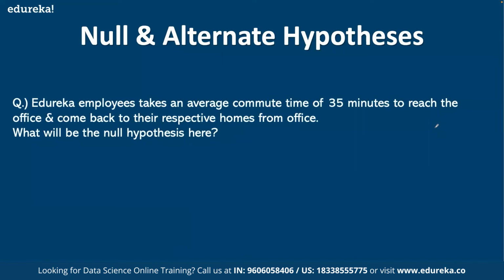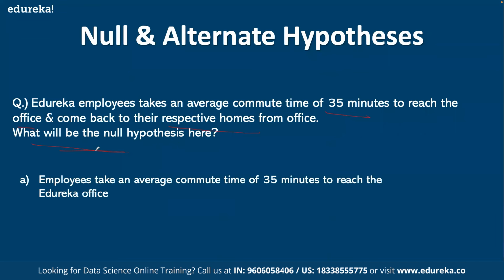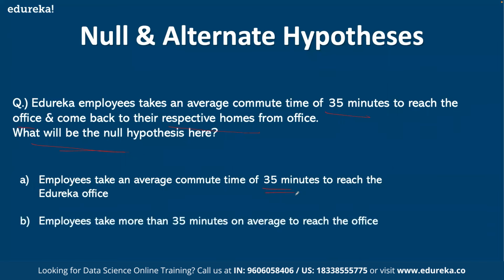So here we've got a question that says Edureka employees take an average commute time of 35 minutes to reach the office and come back to their respective homes from the office. Now, in this scenario, what exactly is the null hypothesis? In this example, the null hypothesis is our current belief, which is that Edureka employees take an average commute time of 35 minutes to reach the office, and they take 35 minutes to reach home from the office. Okay, so that's my null hypothesis.